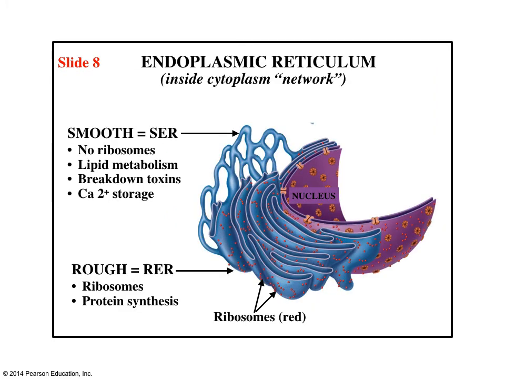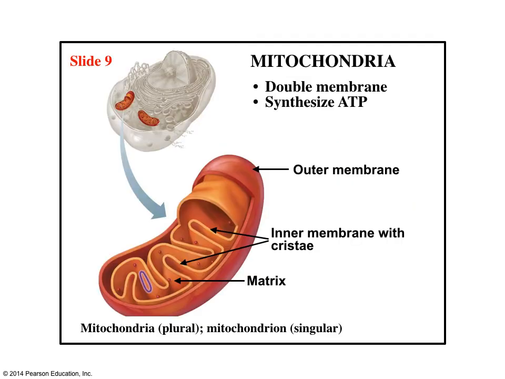Taking a closer look at the ER, endoplasmic reticulum, again we have the smooth and the rough ER. One more look at the mitochondria, double-layered membrane organelles. The internal membrane is thrown into cristae. Those are crest-like structures. And mitochondria synthesize ATP.